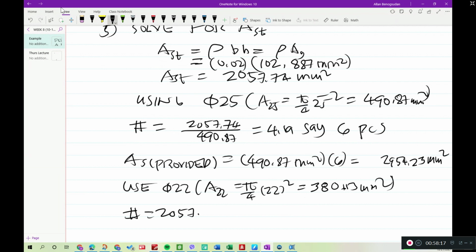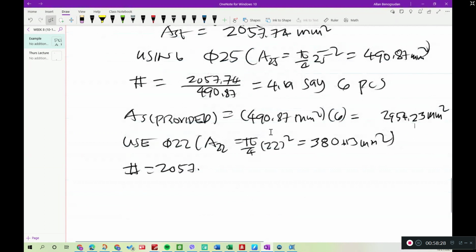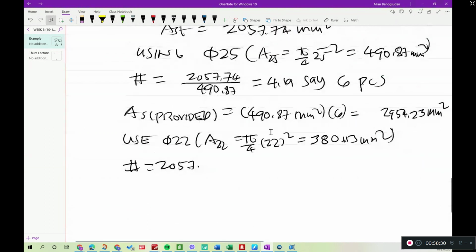So how much of 2057? This problem, I did not do this one straightforward. I am using what ifs, because I know you are going to do your manual design report. What if you are going to use 25 mm because that is what is in your mind?